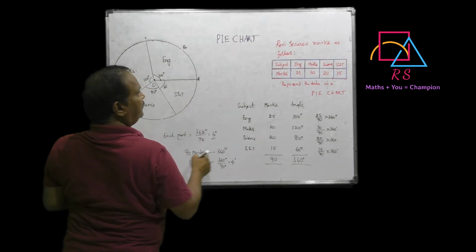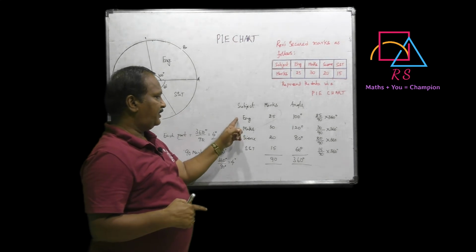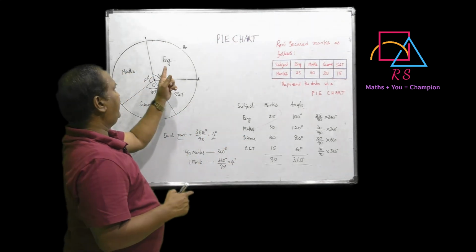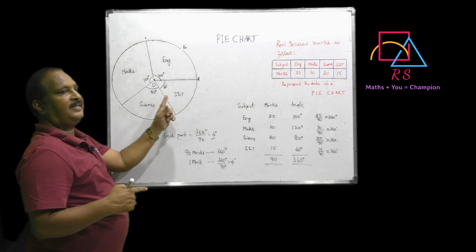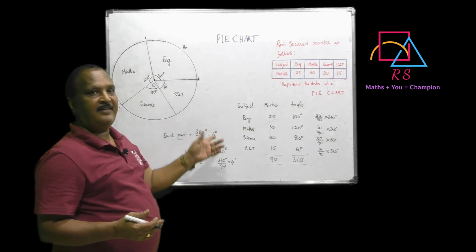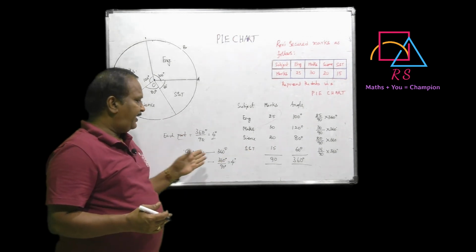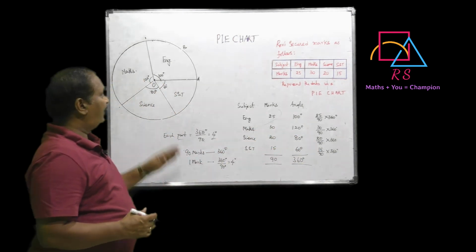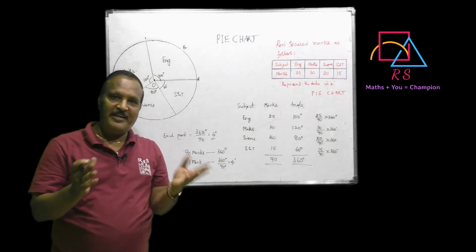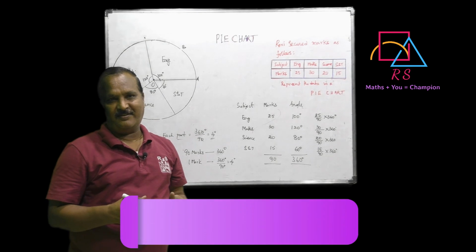So now this entire circle is divided into 4 subjects: English, Maths, Science, SST. This is how you have to draw a pie chart. Take the same diagram, do it the same way, either this way or this way, and draw the diagram. Verify with this figure. Open your textbook, take a few more problems and do them by yourself.